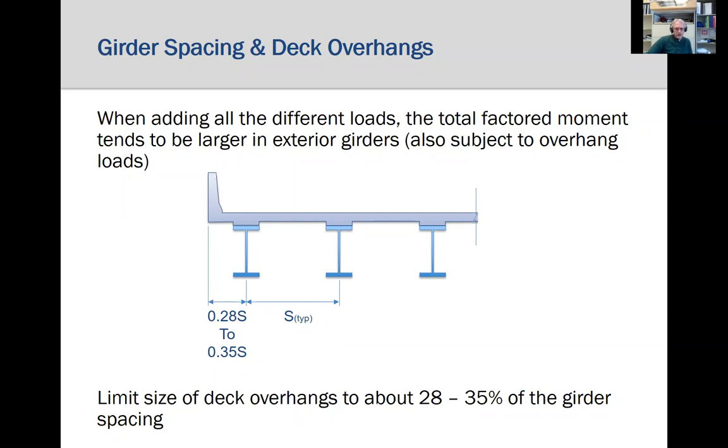Thus, keeping a reasonably small overhang with a minimal number of girders yields the most economical steel I-girder cross section in most cases. Experience shows that deck overhangs for cast-in-place concrete decks limited to between approximately 28 and 35% of the girder spacing tend to yield a reasonable balance between the total interior and exterior girder moments.